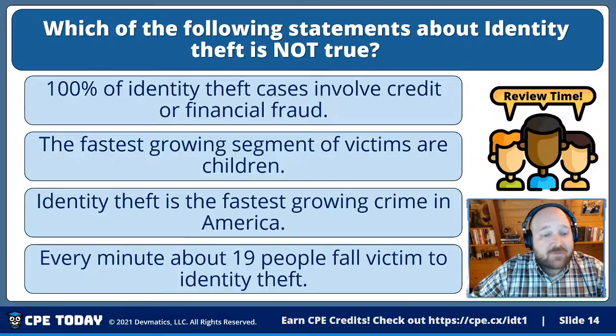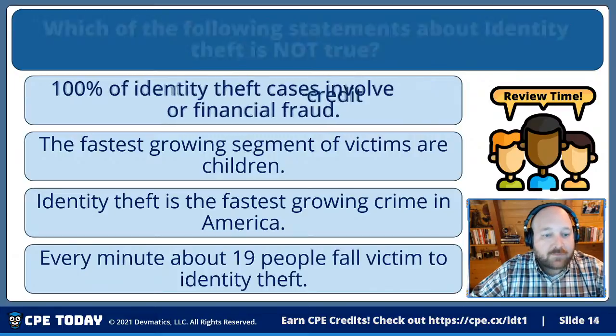Okay, next answer. The fastest growing segment of victims are children. That unfortunately is true. More children every year are falling victim to this, and it is a very difficult thing for a lot of parents to resolve. Identity theft is the fastest growing crime in America. That is also true. Every minute, 19 people fall victim to identity theft. That is also true as well.